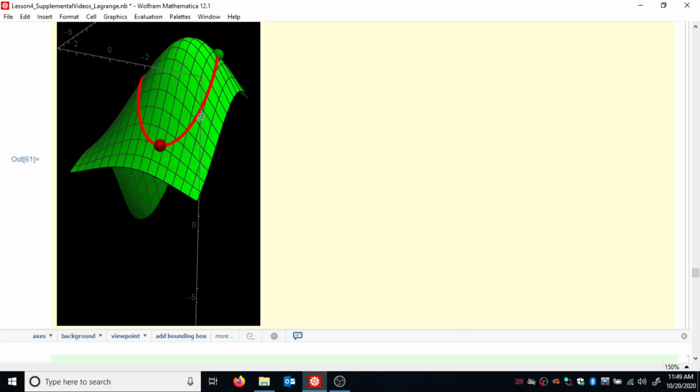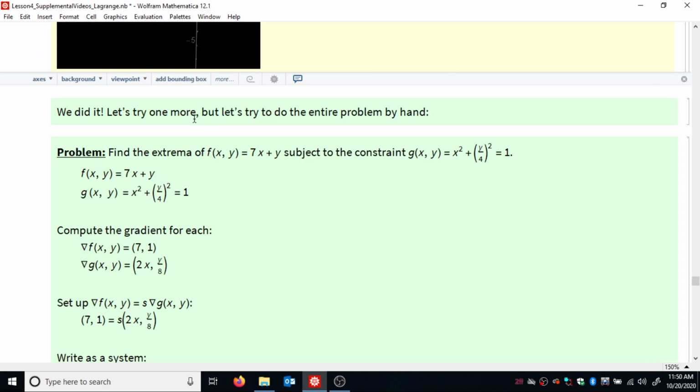Constrained optimization. Now I want to do one more problem, but I want to do this by hand because these are the sorts of problems that you get a better handle on the algebra if you do all of the algebra yourself rather than having Mathematica do the algebra. So it's a simpler scenario. It says find the extrema of f of xy equals 7x plus y subject to the constraint g of xy equals an equation for an ellipse.